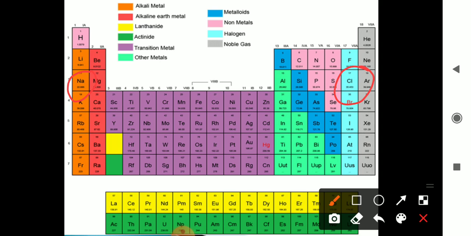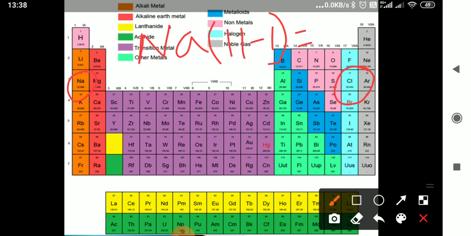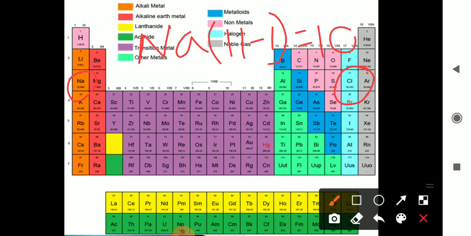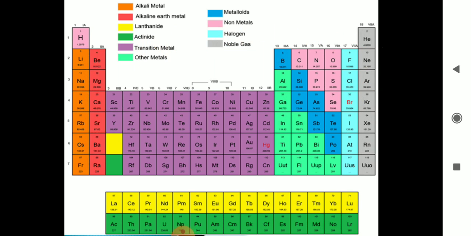NaCl we are combining. The atomic number of sodium is 11, but it gives 1 electron to the chlorine, so now the electron count of sodium becomes 10. If you refer to the periodic table, 10 is nothing but neon. It is given with a brown color, which is nothing but the noble gases, as mentioned here. If you refer to this color pattern, it is nothing but a noble gas.